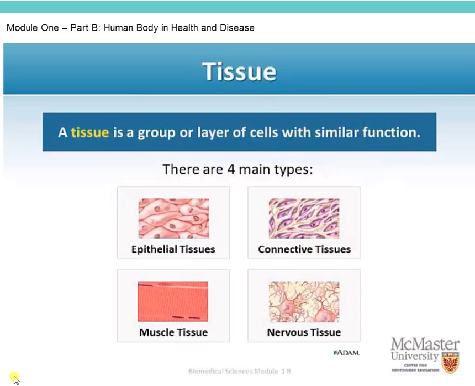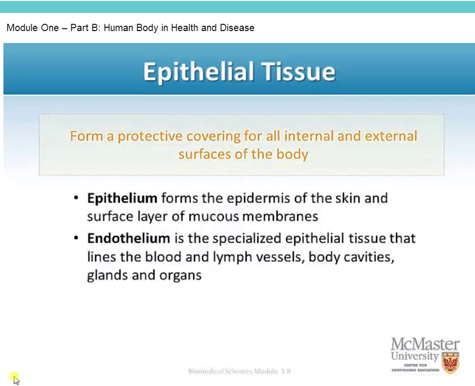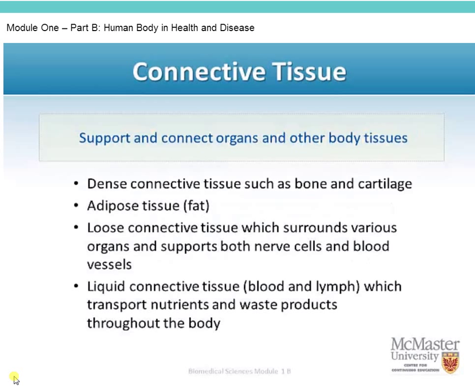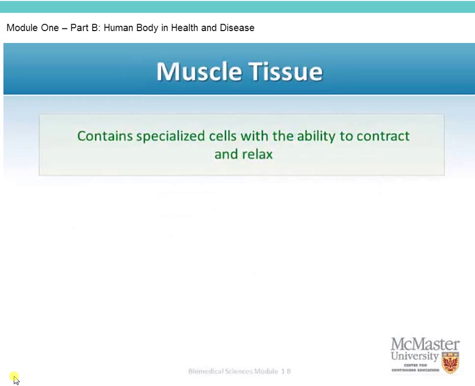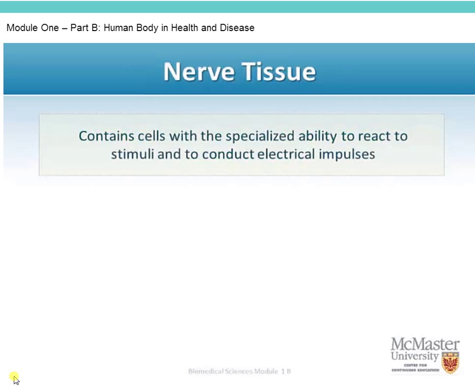A tissue is a group or layer of cells with similar function. There are four main types: epithelial tissues, connective tissues, muscle tissue, and nervous tissue. Epithelial tissue forms a protective covering for all internal and external surfaces of the body. Connective tissue supports and connects organs and other body tissues. And muscle tissue contains specialized cells which have the ability to contract and relax. Nerve tissues contain cells with the specialized ability to react to stimuli and to conduct electrical impulses.